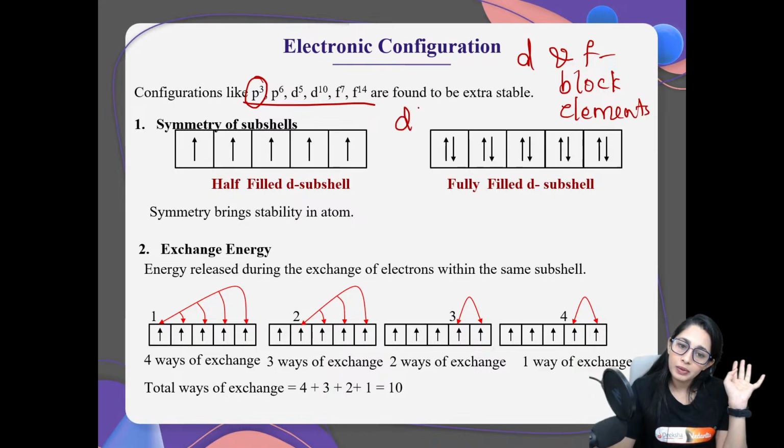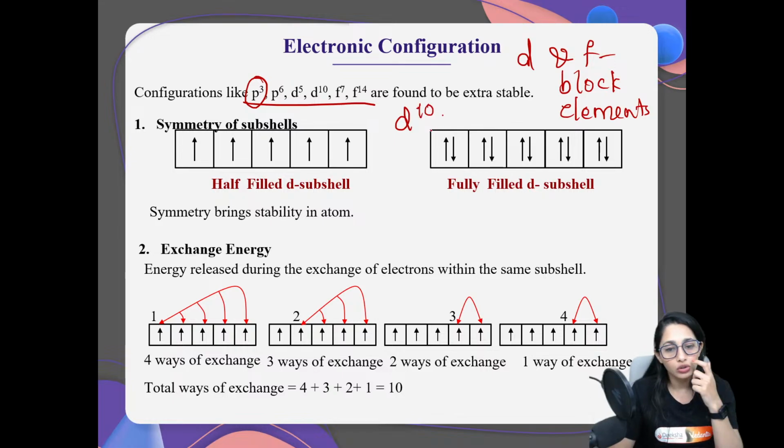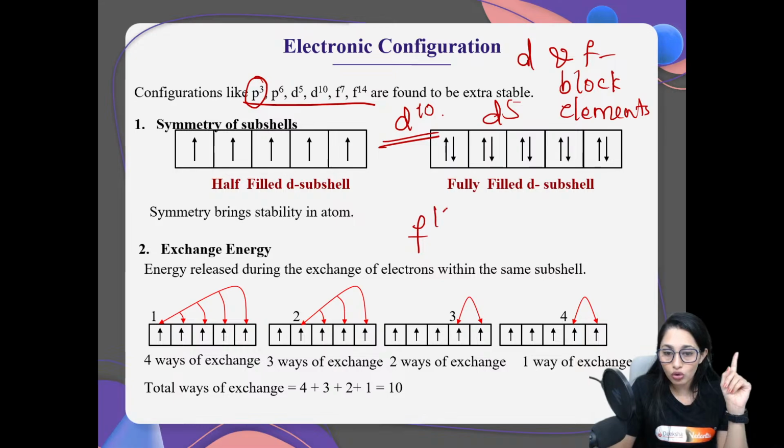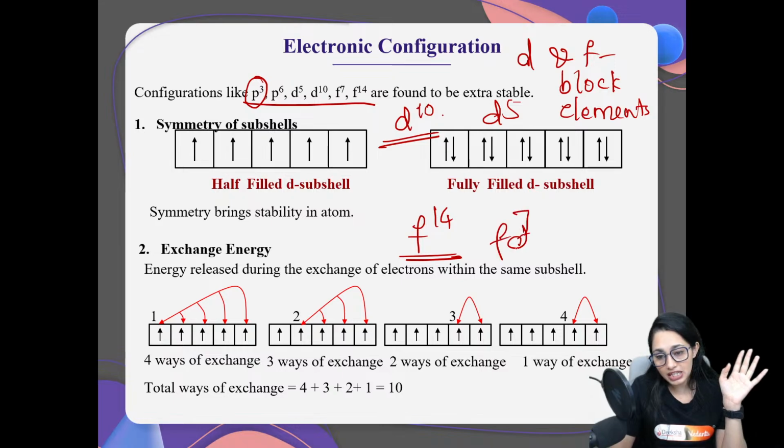Similarly, d can accommodate 10 electrons total. If it is completely filled, this is extremely stable. Even d5 is also extremely stable. The f subshell can accommodate 14 electrons. Okay, this is fully filled, this is very stable. Even f7, which is half filled, this is also stable.